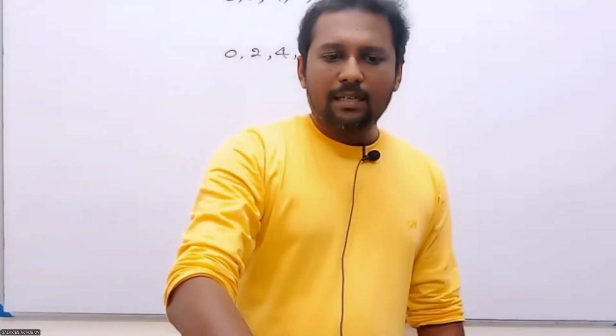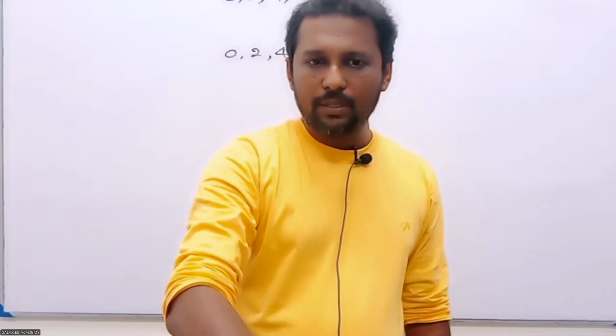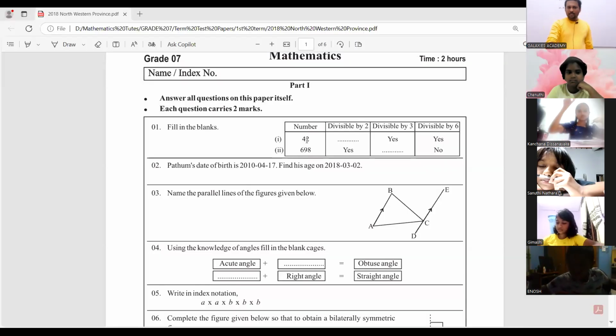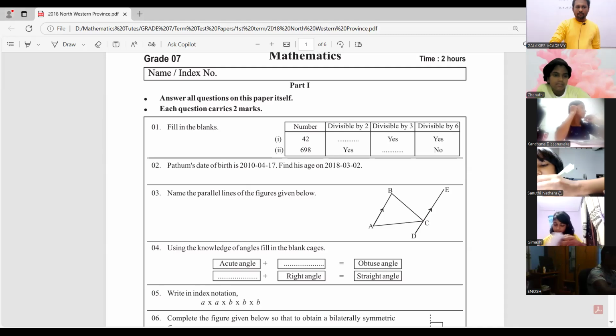So look at the first number given in this question. The first number is 42. Look at the last digit. The last digit is 2. So it is divisible by 2, no? So what is the answer you have to write here? Yes. The first blank answer should be yes.